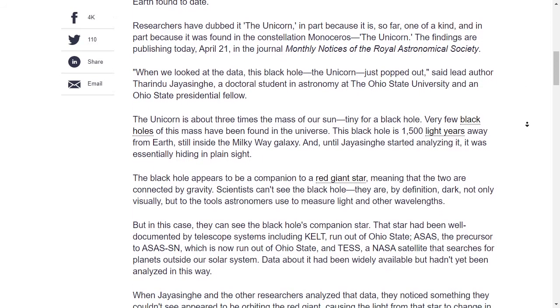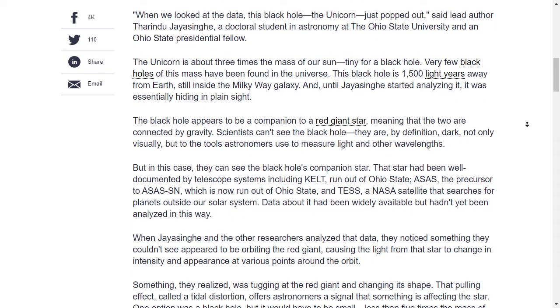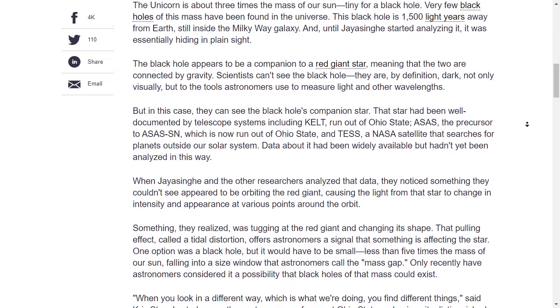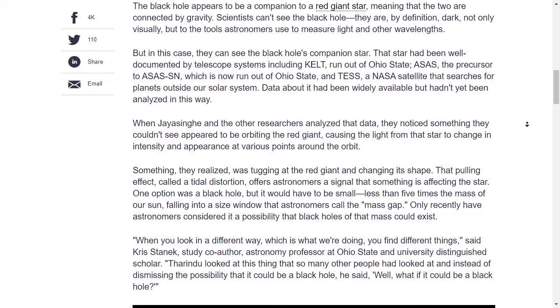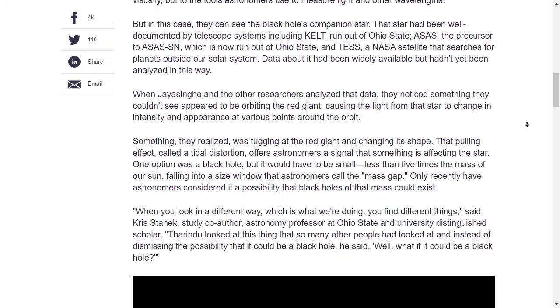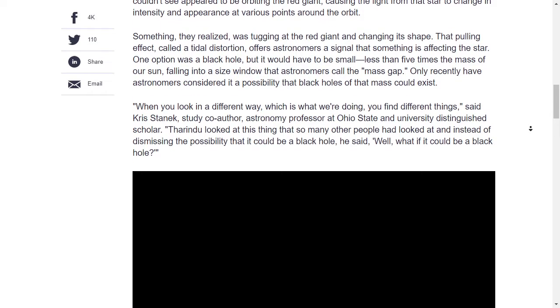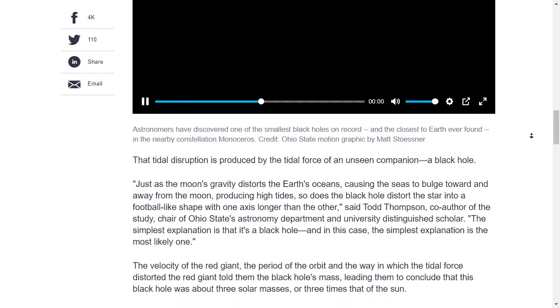So this object is not only dark visually, but also to other tools used to measure light in other wavelengths. In any case, there's some sort of object orbiting it. This one's expected to be less than 5 times the mass of the sun. Leave us a comment if you have a theory as to what that massive radio source might be.